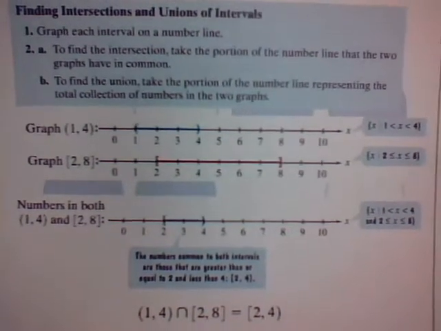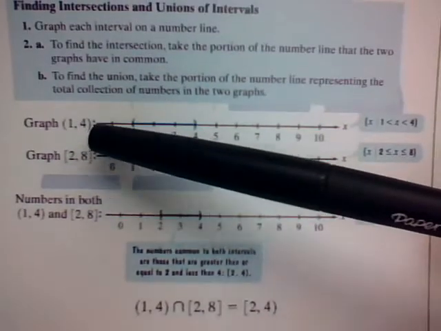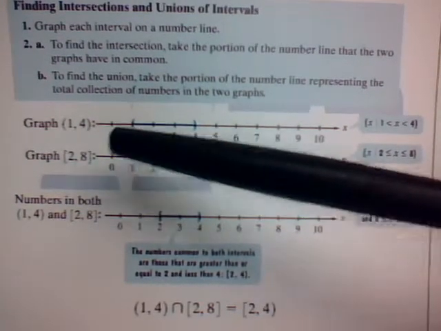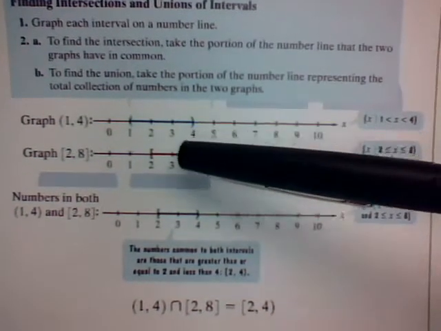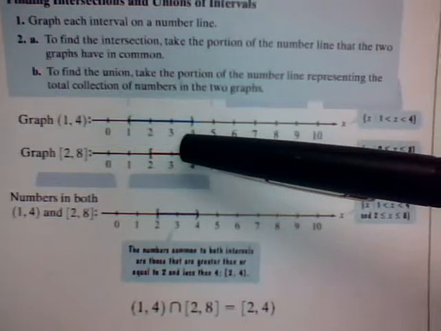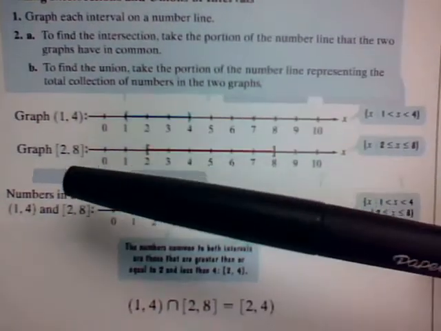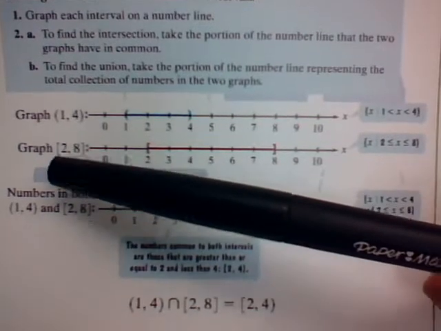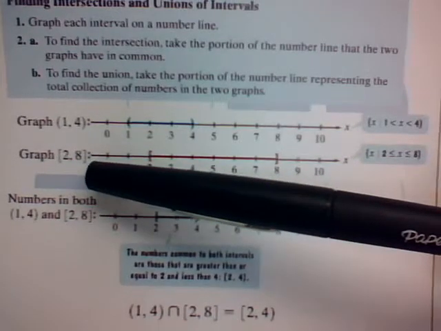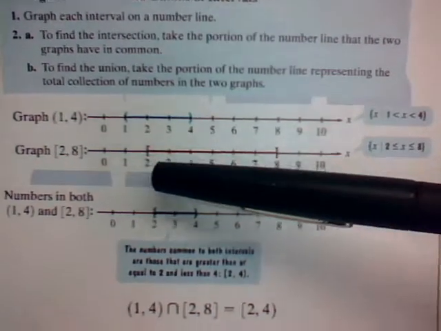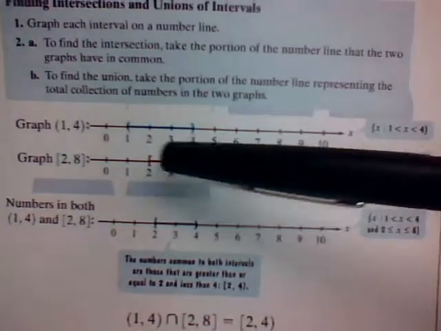Like in this particular situation here, for the intersection, you've got the interval (1, 4). Notice that we have a left parenthesis at 1 and a right parenthesis at 4 to show that 1 and 4 are not included, and we shade in between. And then the interval [2, 8], where the 2 and the 8 are included, you use square brackets at 2 and 8 and shade in between.